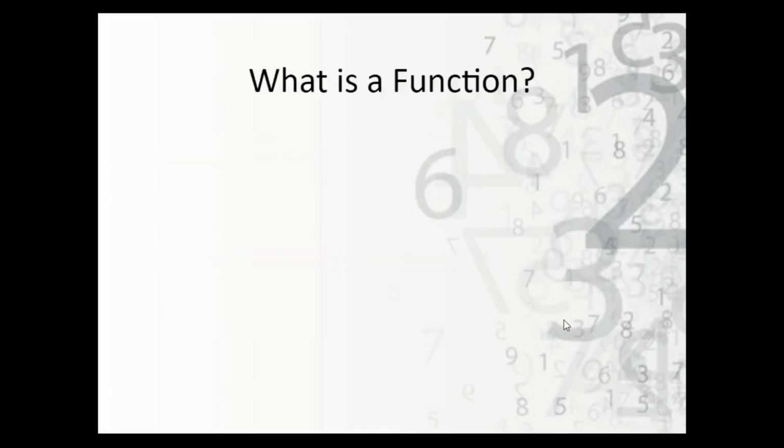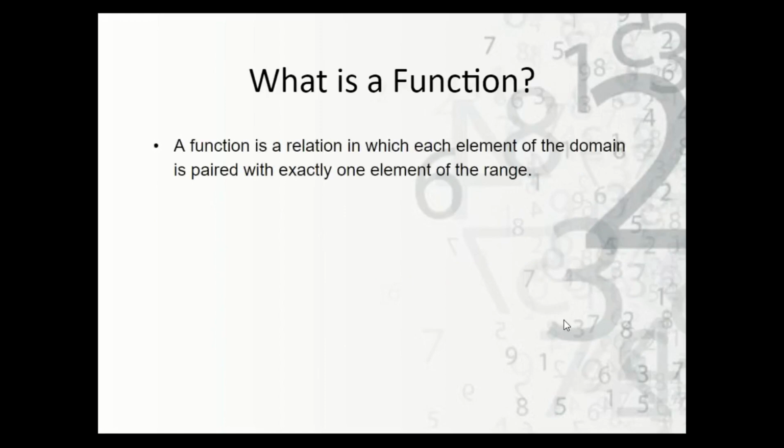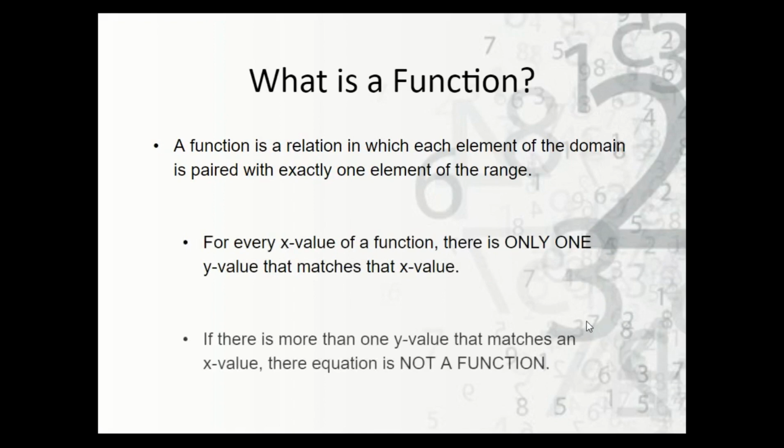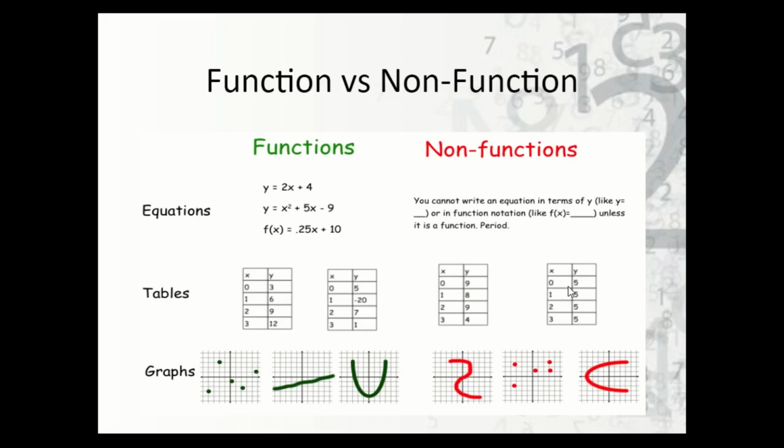Now, what is a function? A function is a relation in which each element of the domain is paired with exactly one element of the range. So that means that for every x, there's exactly one y that matches with that x value. If there is more than one y to match up with an x, then it is not a function. So let's look at some examples here.